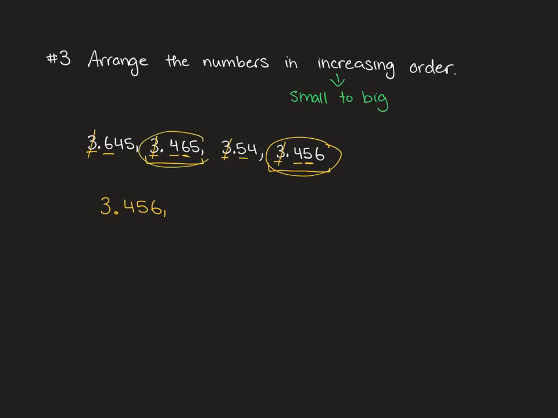Then we'll fill in our other fraction that has a 4 in the tenths place. Now that we have these 2 numbers taken care of, we're going to look at the tenths place. So 5 is bigger than 6, so this will be our next number, 3 and 54 hundredths, and then our final one is 3 and 645 thousandths.